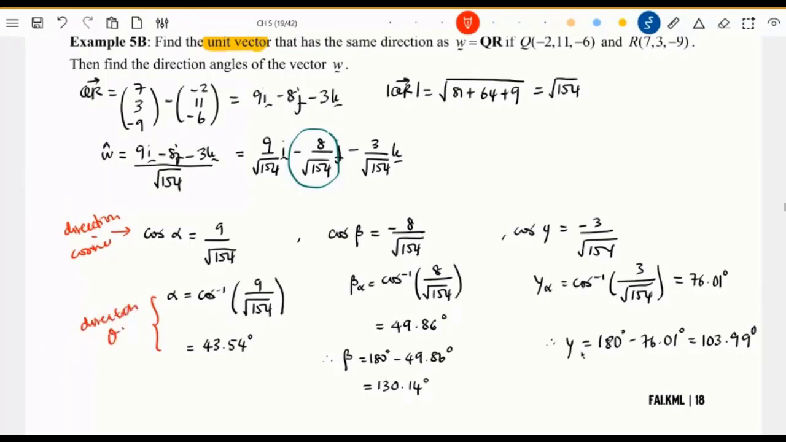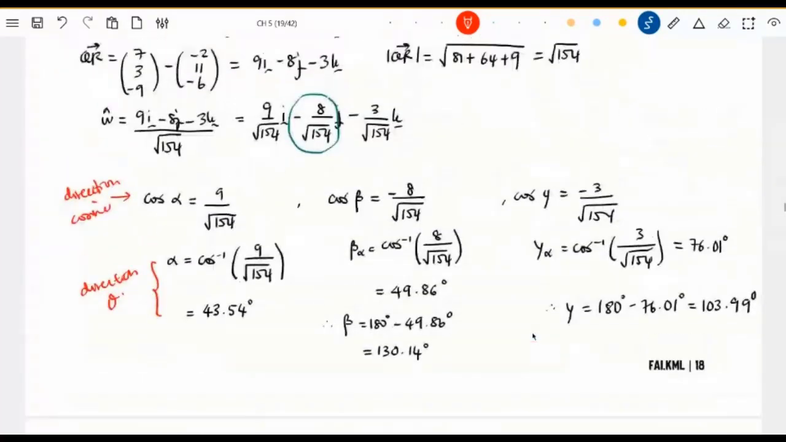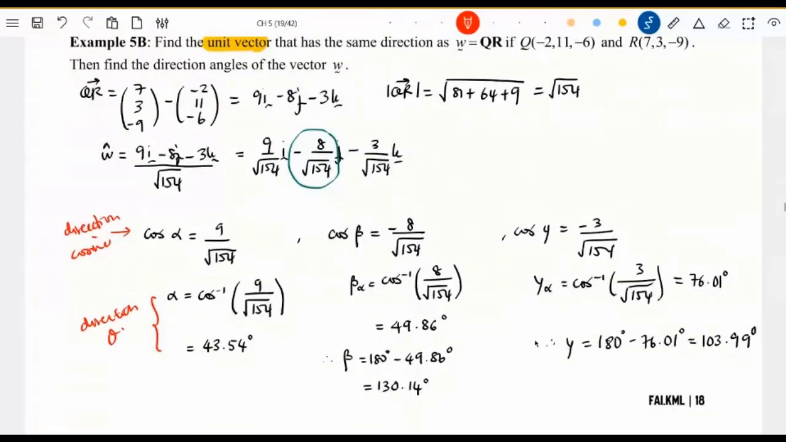Okay, so the next one will be example. Yang untuk alpha tu bukan 43.51 kan Miss? Jawapan untuk degree alpha tu bukan 43.51 kan? 43.51, betul? Saya ikut kamu punya jawapan ni. Okay, alright. So that's for 5B done.